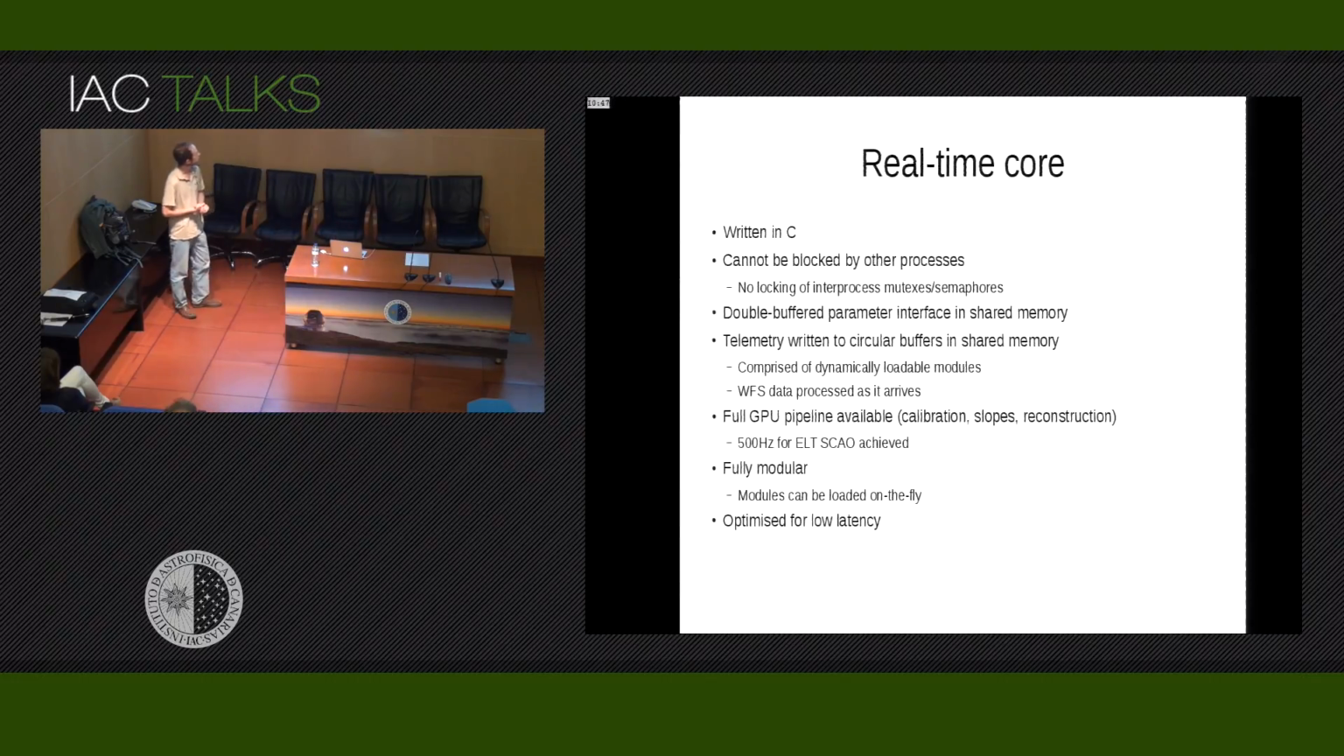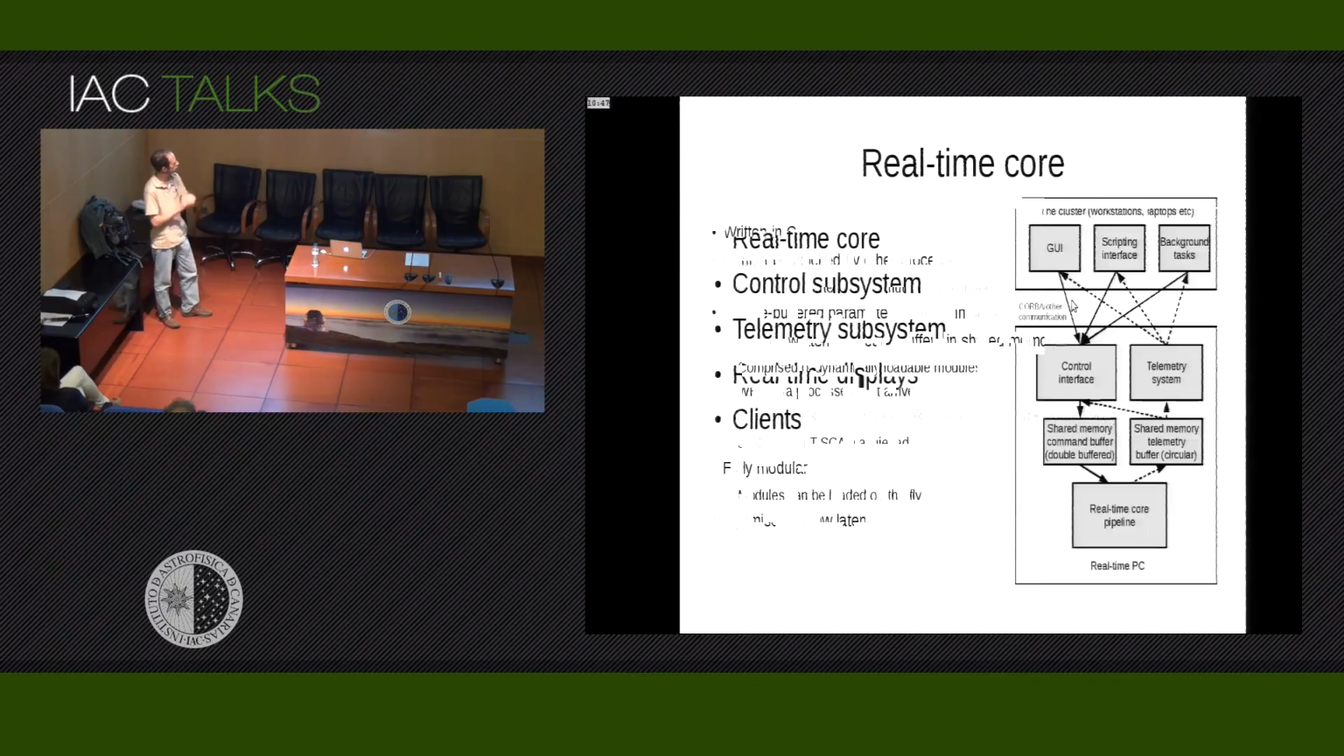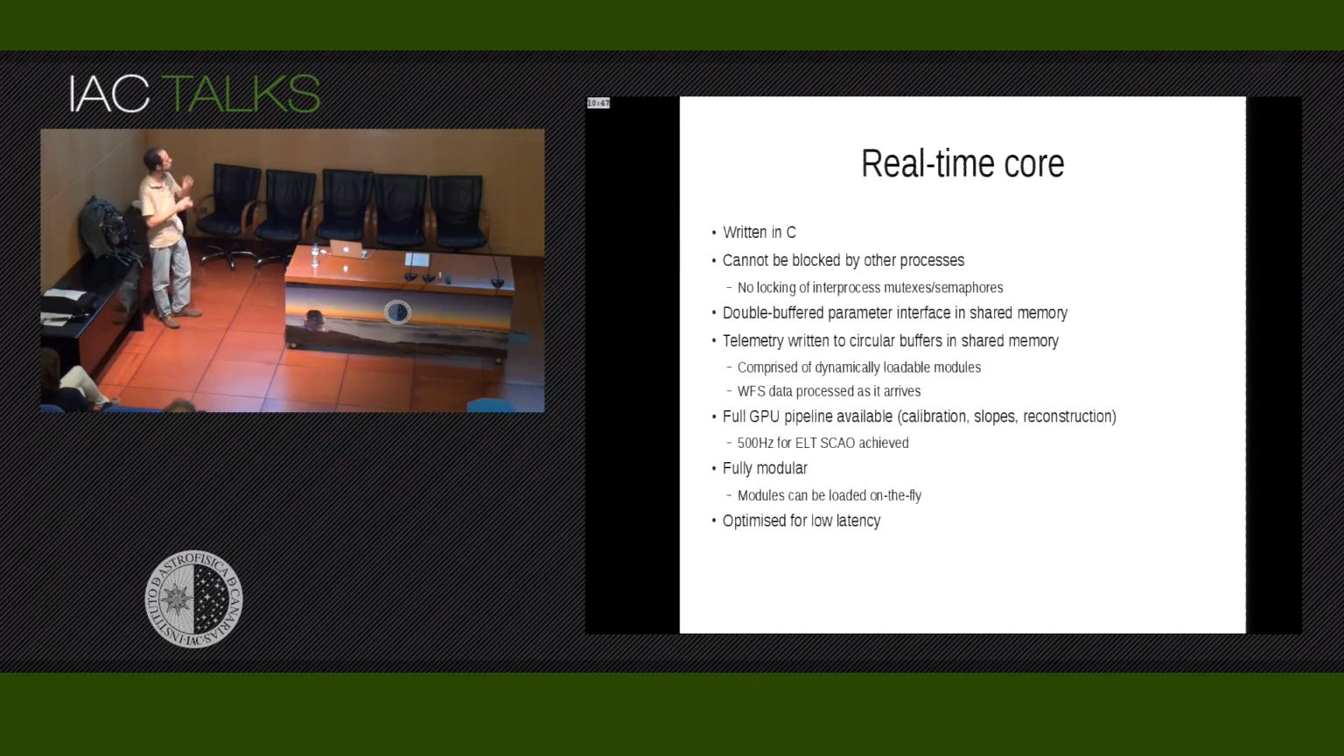So the real-time core is written in C. Importantly, it can't be blocked by any of the other processes. So the control process can't stop it. It will just continue going. There are no mutexes that it tries to get hold of or anything like that that are external. It can't be blocked, and that's very important for a real-time control system because you need it to be reliable.